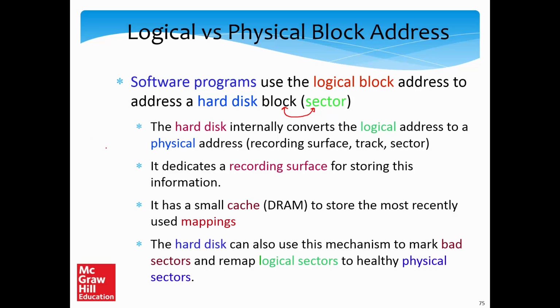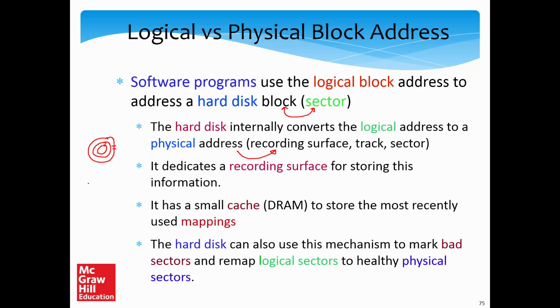So what happens is that the hard disk internally has an addressing scheme where for the different concurrent tracks that we have and for the different sectors, they have a unique physical address. So the hard disk will internally convert the logical address that the CPU or the program is sending to a physical address, and the physical address actually has the recording surface, which platter it is, which track and which sector. So most hard disks will essentially dedicate a recording surface for storing this information, which tells it, given a certain logical address, where it is.